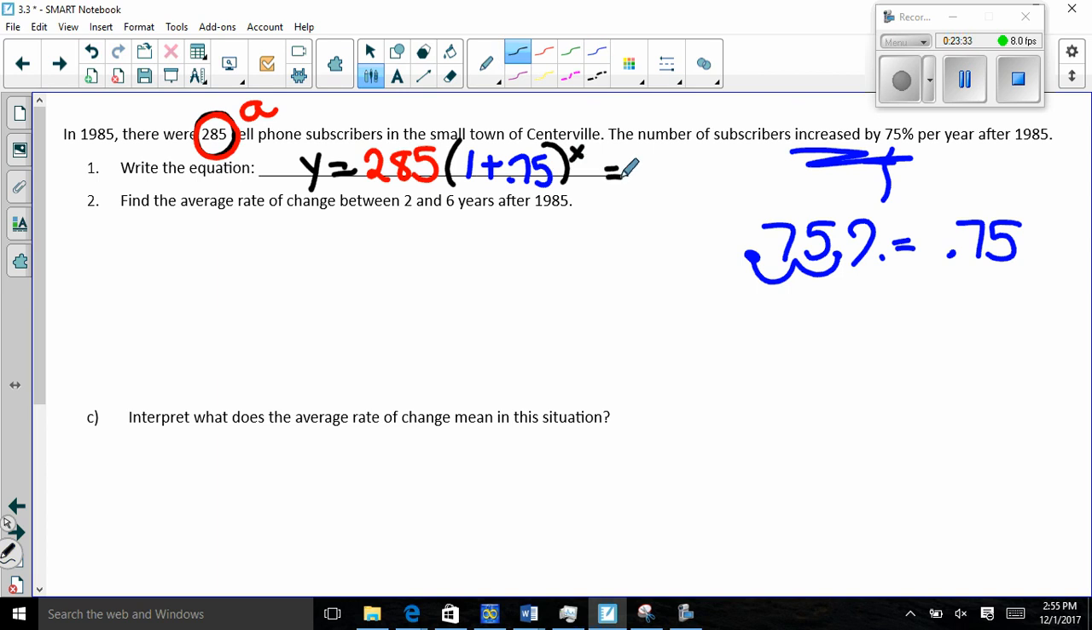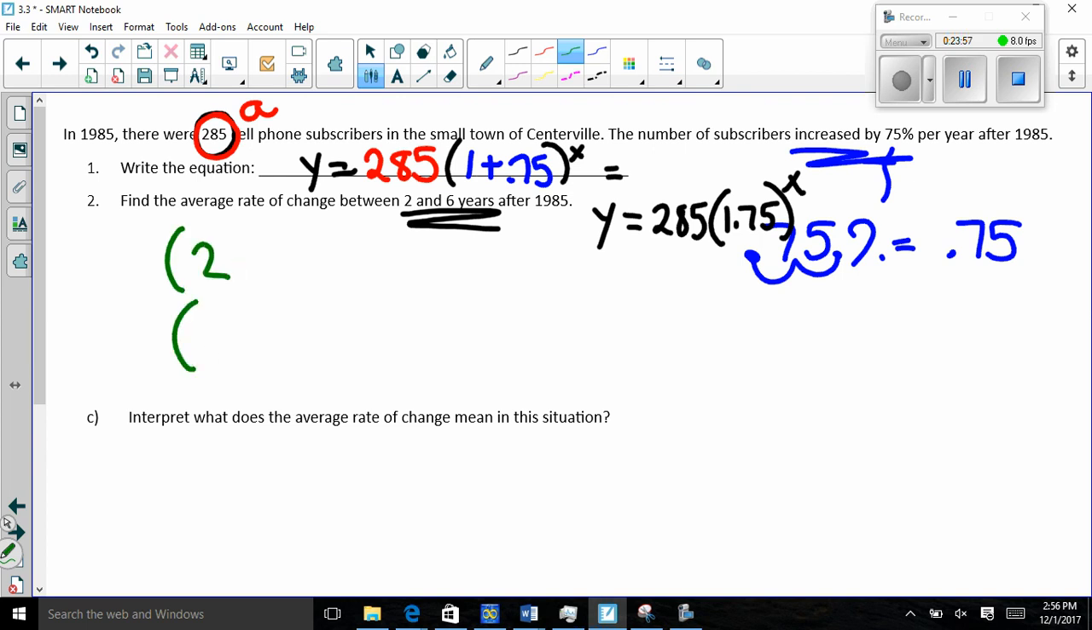I want to rewrite it to look pretty. Y equals 285 times 1.75 to the x. Then it wants the average rate of change from 2 to 6 years. So I know that x is always years. Again, I'm plugging in 2 for x and 6 for x. So go ahead and do that, and I know those are going to be x coordinates.